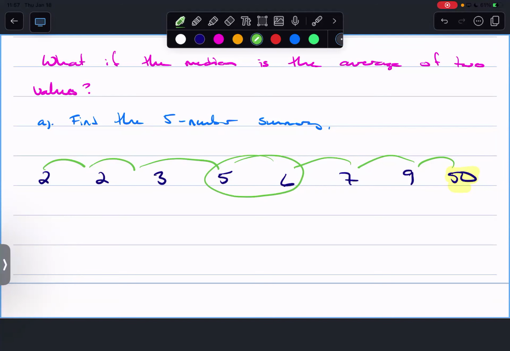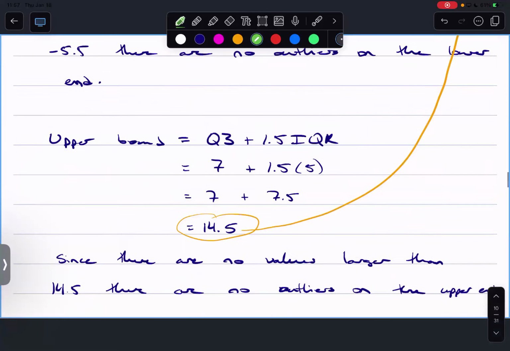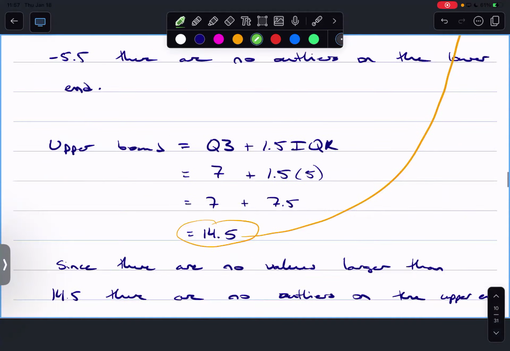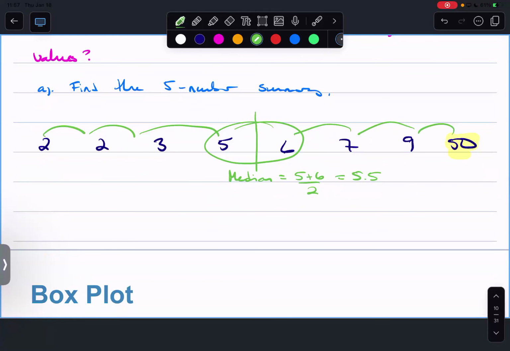I circle the two values, just to indicate that I landed on both of these. Okay. And then again, we draw a line at the center. Now this line represents the median. So the median is 5 plus 6 divided by 2, which I'm going to go ahead and say is 5.5. So it did change from 5, but not drastically, right? So now we've got the median.